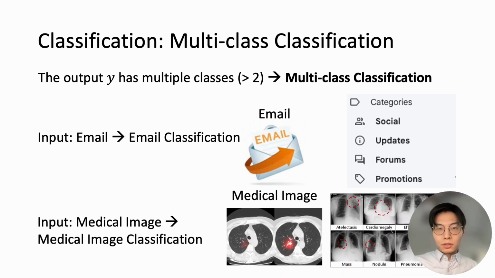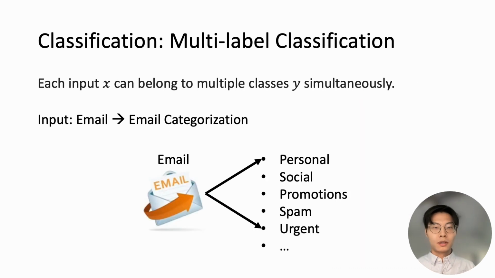Same as the medical image classification problem, if we want to use it to classify different diseases, it will be a multi-class classification. Another possibility is that each input X can even belong to multiple classes Y simultaneously. We call this the multi-label classification problem because each input can belong to multiple labels. For example, when we do the email categorization task, the email can belong to both personal and urgent categories.